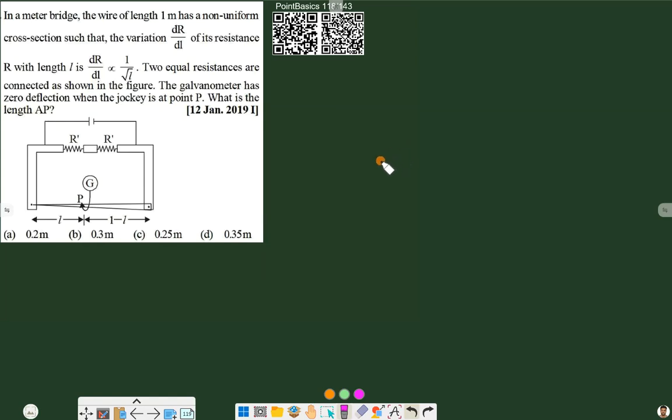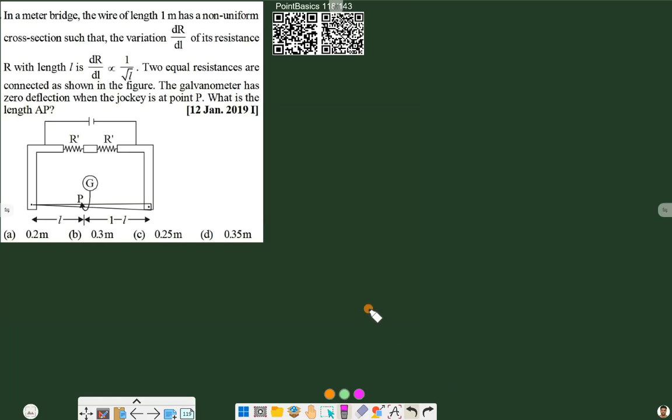Now, as per the question, in a meter bridge, a wire of length 1 meter has a non-uniform cross-section such that the variation of its resistance with length is given. Here you can see in the diagram that the cross-section of the wire is not uniform, and its radius is increasing. The wire is of conical shape and its radius keeps on increasing as we move, and due to the increase in radius there is variation in resistance. So as length is increasing, resistance is decreasing.